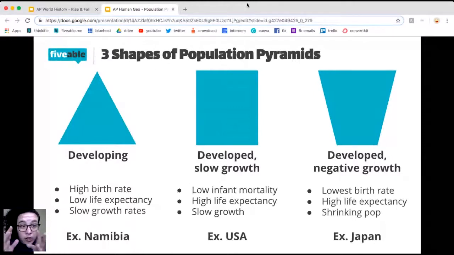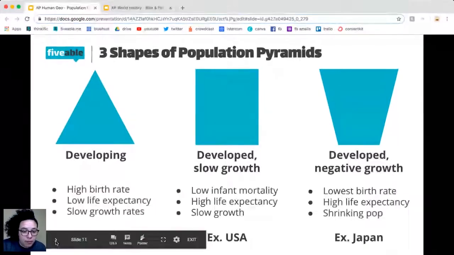All right. So again, drop your questions in the chat if you have any questions about the three types of population pyramids. I'm just going to show you the three countries that I just talked about. Namibia, this is the population pyramid for Namibia. Namibia has about 2.5 million people that live there, and this is how they break down.